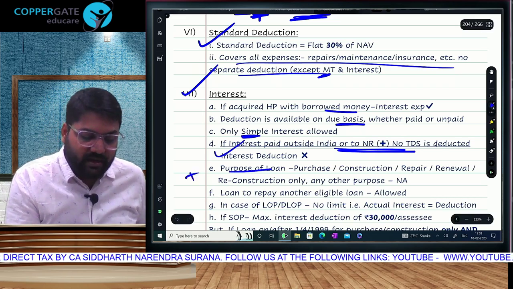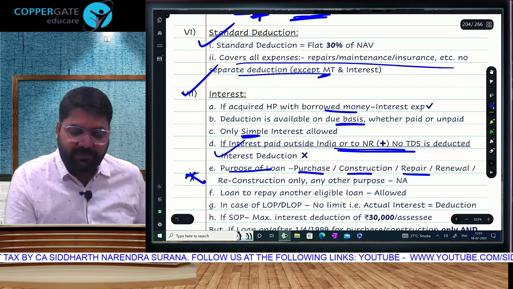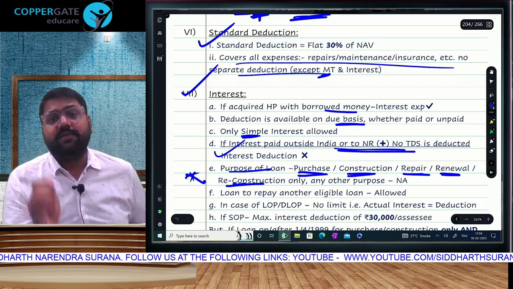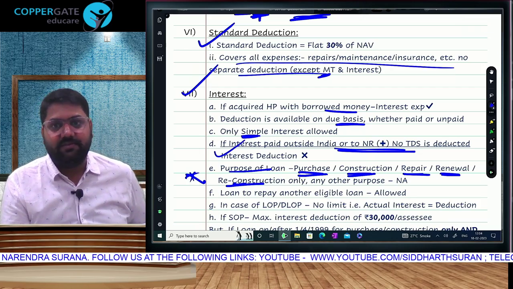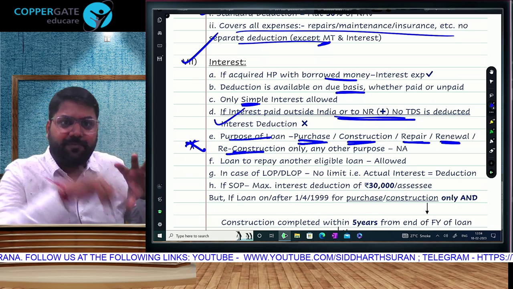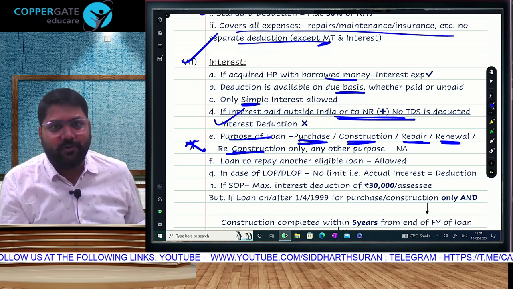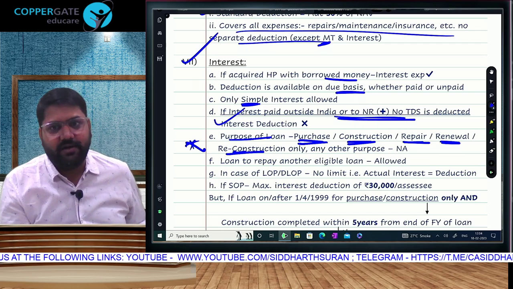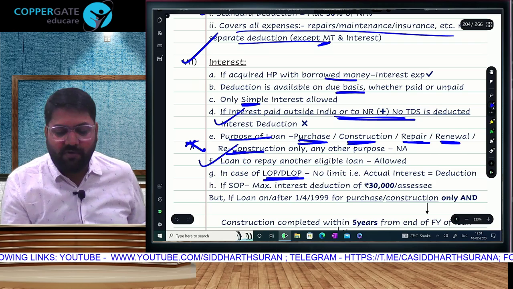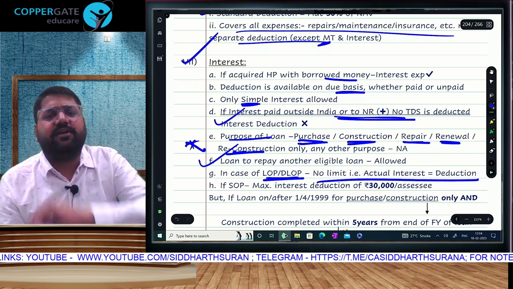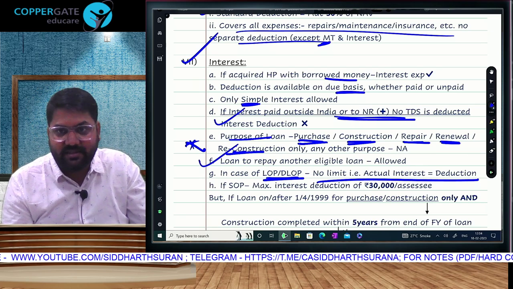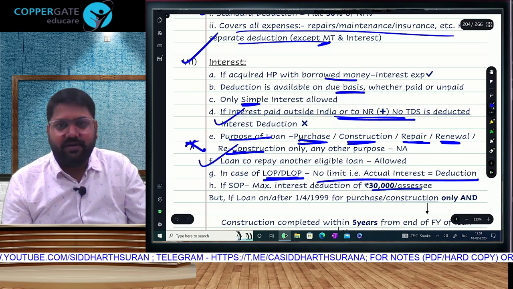The loan should be taken, very important point, for purchase, construction, repair, renewal, reconstruction. Then only the deduction will be allowed, otherwise the deduction will not be allowed. If you have taken one loan for an eligible purpose, for repaying that loan you take another loan or a top-up loan or something like that, then in that case your deduction is going to be allowed. In case of LOP, DLOP, because there is income offered to tax, there is no limit, unlimited, actual interest fully allowed. But in SOP, you are not showing any income, only taking deduction. So we restrict it to 30,000 per assessee.